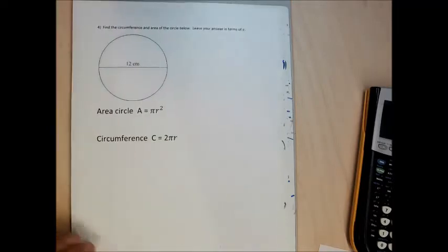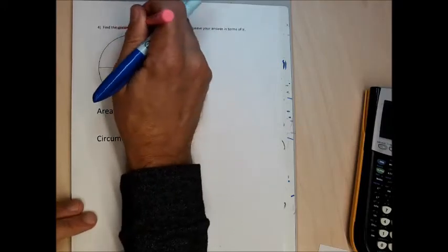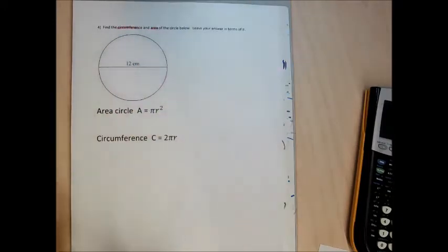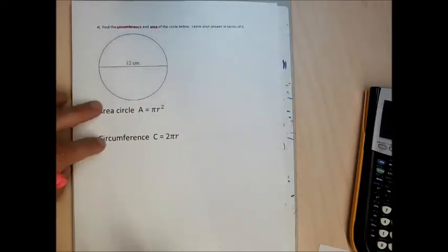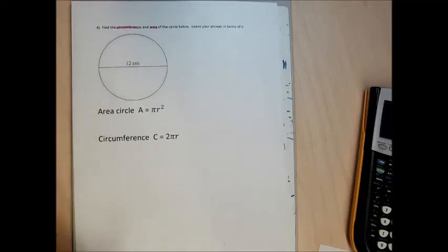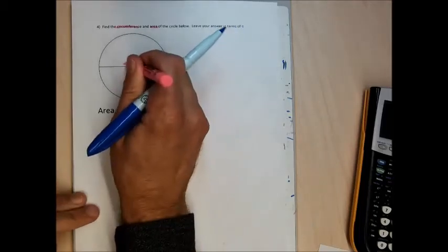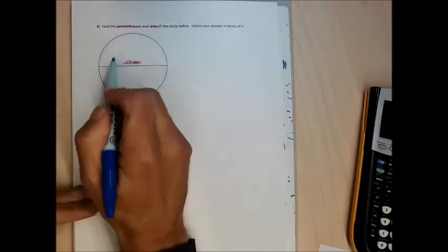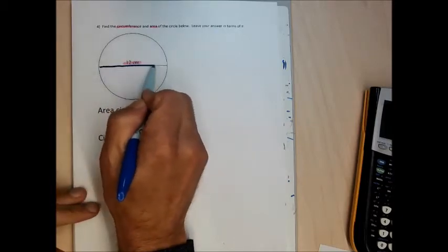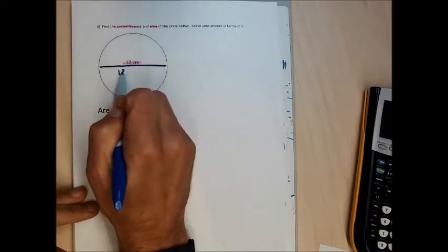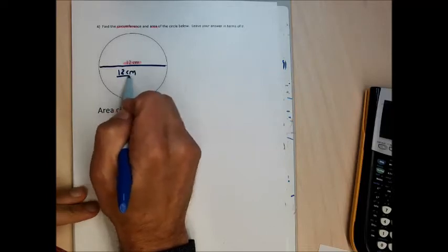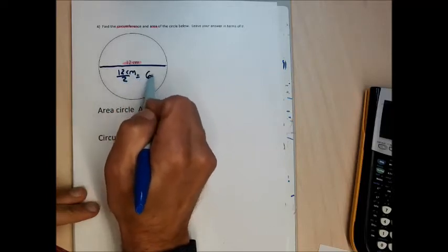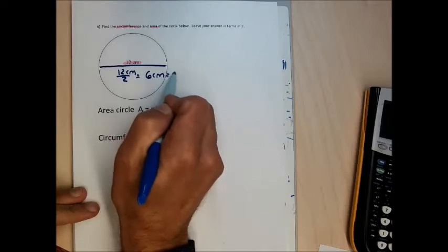Number 4 gives me a circle, and it wants me to find both the circumference, which is kind of the perimeter of a circle, and the area. And I looked in my sheet and stole these formulas. For this circle, the number that's given is the diameter. It's the distance all the way across the circle through the center. And I'm going to divide that by 2 to get 6 centimeters for the radius.